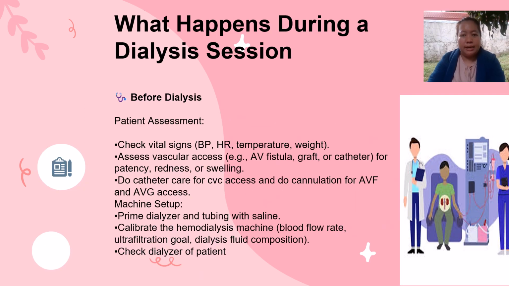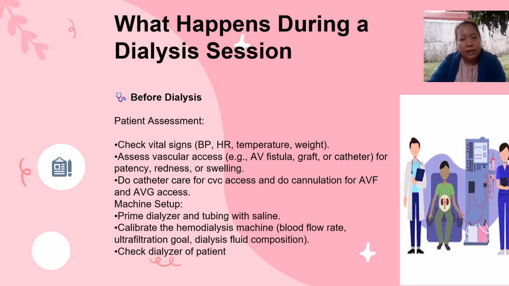What happens during a dialysis session? Before dialysis, the patient goes inside the center, then the triage nurse will assess the patient, then check vital signs like BP, heart rate, temperature, and O2 saturation, then check the patient's weight to determine how many kilograms are gained. Prepare the needed materials for catheter care or cannulation. During this time, assess the vascular access for patency, redness, or swelling. Inform the physician on duty of any untoward assessment. Do catheter care for CVC access and do cannulation for AVF or AVG access.